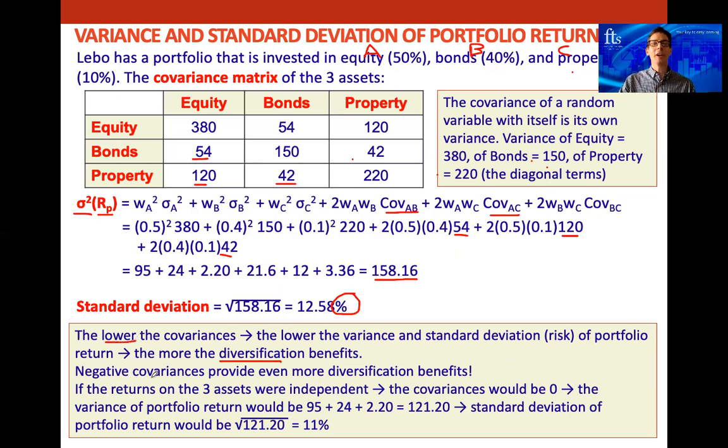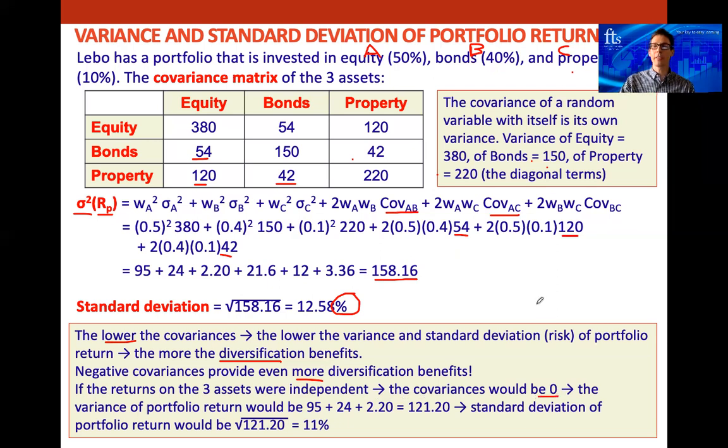And negative covariances are the best because they even give us more diversification benefits. For example, if we had here minus 54 and not positive 54, that would make that a minus sign there, which would bring this down. So the lower, the better, because remember our variance and standard deviation measure risk. So the lower they are, the better. Now, if the returns on the 3 assets were independent, then the covariances would be 0.